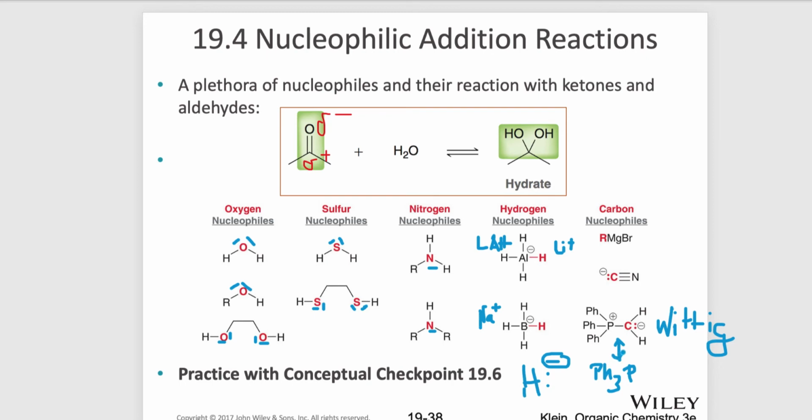Here it is. And instead of having an ylide structure, which means that a positive and a negative charge are right next to each other, we are dealing with now, here's the resonance form. There can be a double bond character between the phosphorus and the carbon.